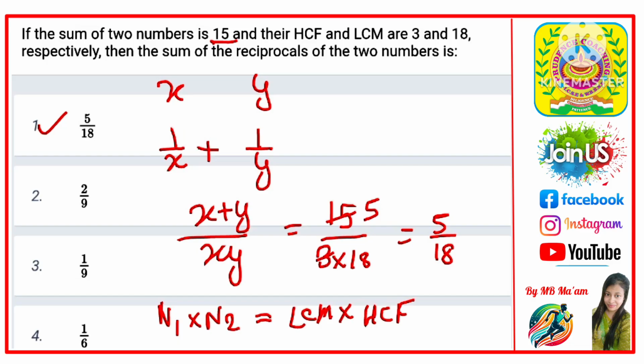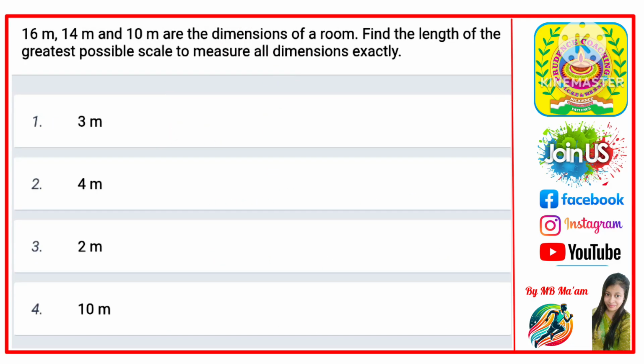So let us start with the next question now. Here it is given 16 meter, 14 meter and 10 meter are the dimensions of a room. That means the length, breadth and height of a room are given. Find the length of the greatest possible scale to measure all the dimensions exactly. That means the greatest possible number you need to find is the HCF, the highest common factor of these three numbers. That means the greatest number which can divide 16, 14 and 10 without leaving any remainder.